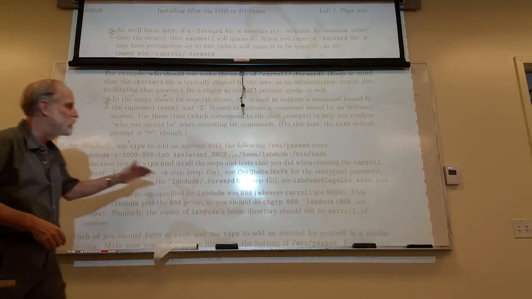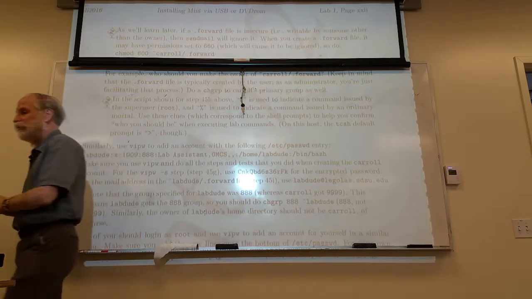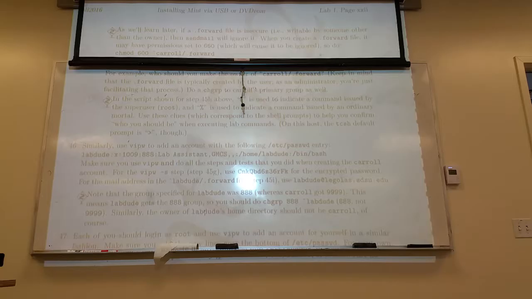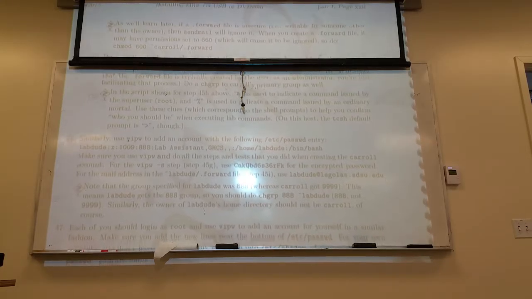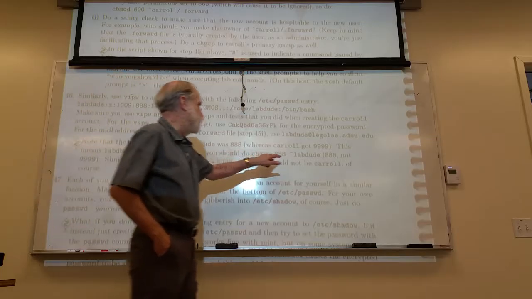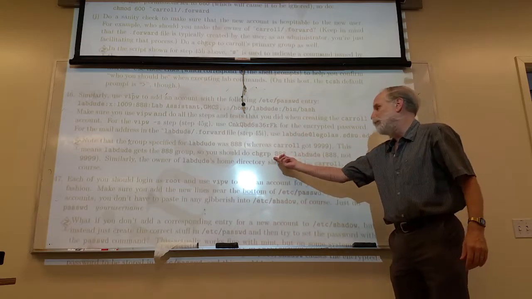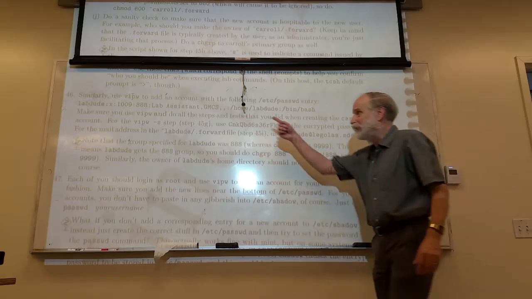So we'll set this up, and this account is not going to have TCSH, but it's going to use bash. Sorry about that, just do an exec TCSH if you want TCSH after you log on. Okay, and you're going to put this particular gibberish into the encrypted file, right? Into the shadow file with VIPW -S. All right, so you don't do a change group 9999 for this account, you do an 888, because that's the primary group for the LabDude account.